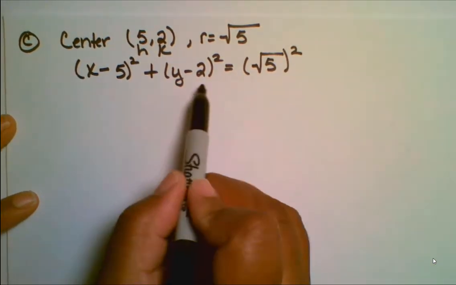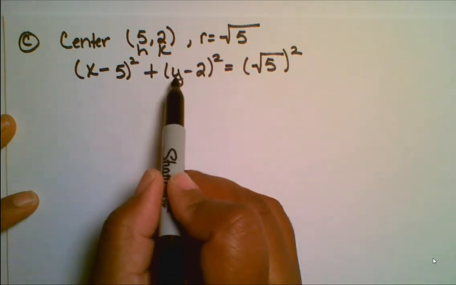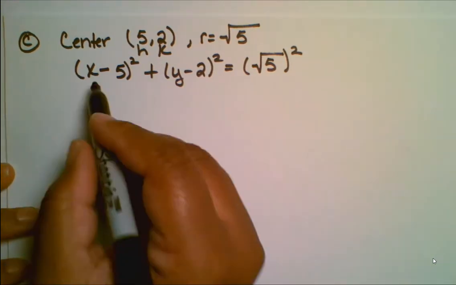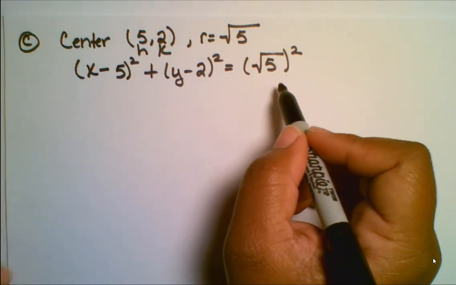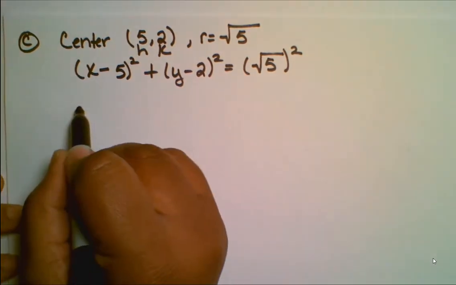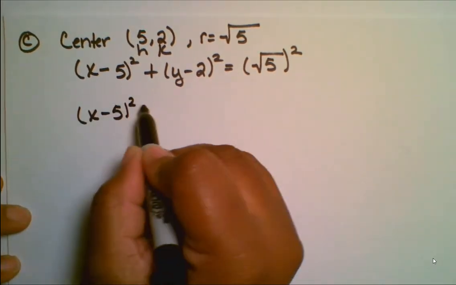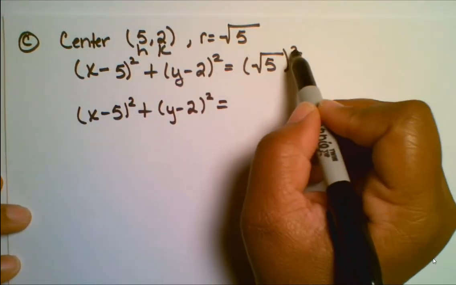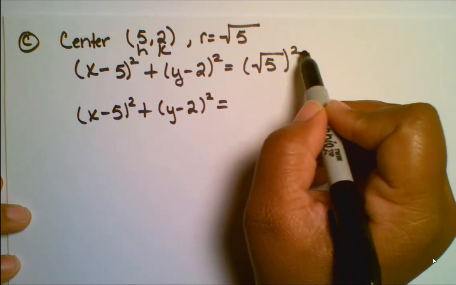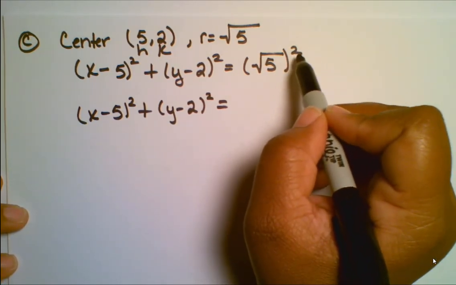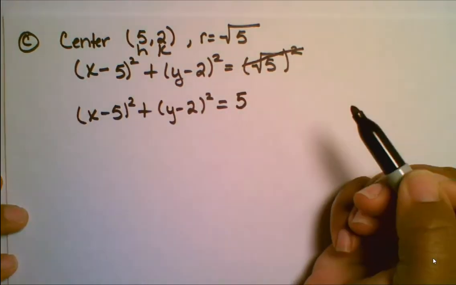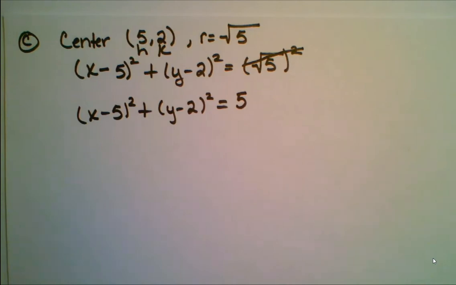Well, the left-hand side is already in the format of standard form, but the right-hand side, let's take the square root of 5. Not the square root of 5, but the square root of 5 squared. So we have x minus 5 squared plus y minus 2 squared. And remember, what negates the square root would be a power of 2, or what negates a power of 2 would be taking the square root. So this cancels out, and we're left with 5. So that is our equation written in standard form.